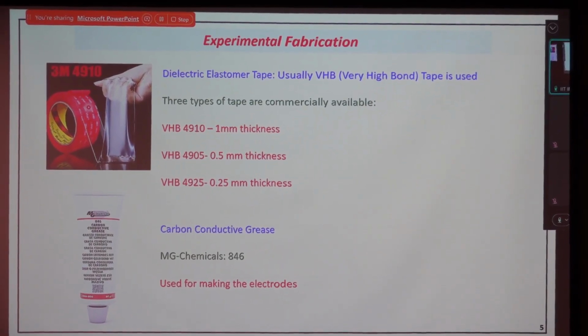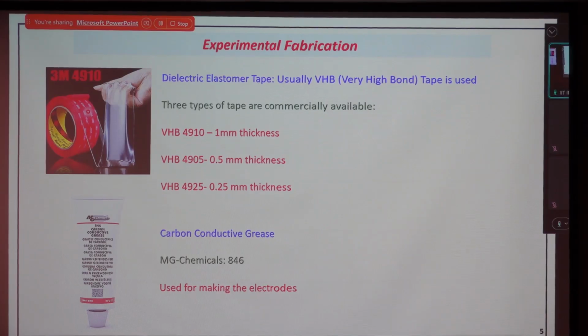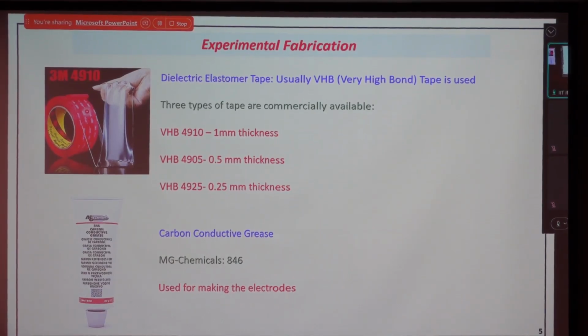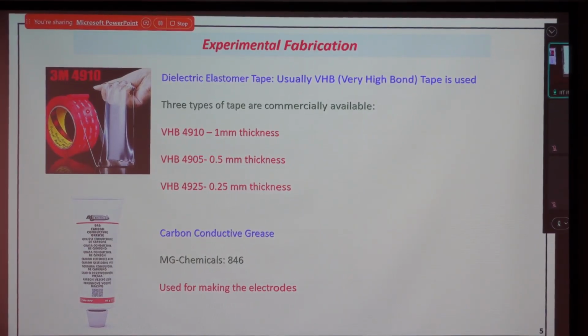Otherwise, I am telling you, when you are using glue with the other type of elastomer, what is happening? Again, the manual fabrication error will creep in. You are providing a glue. If it is not uniformly distributed, it will not stick. The frame will not stick at a particular location, then your instrument or device is not going to work. You are getting my point? So this adhesiveness is an advantageous effect in the VHB tape.